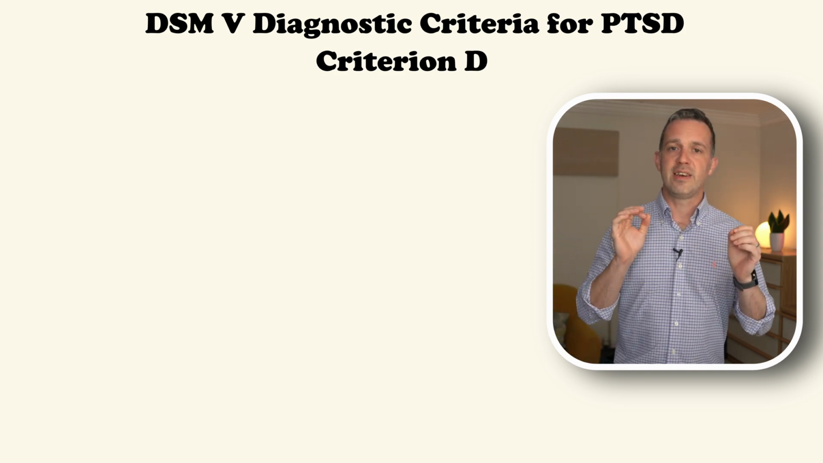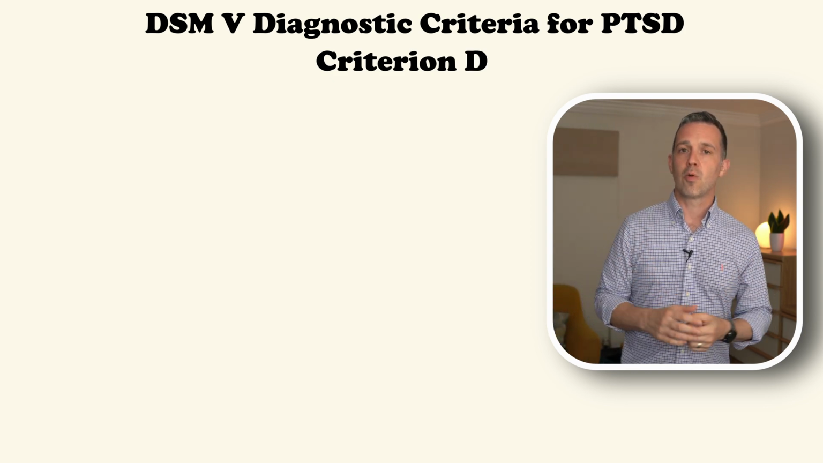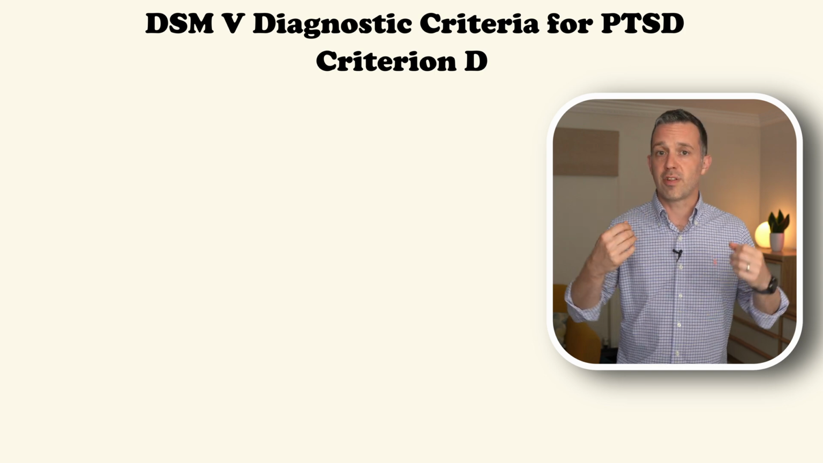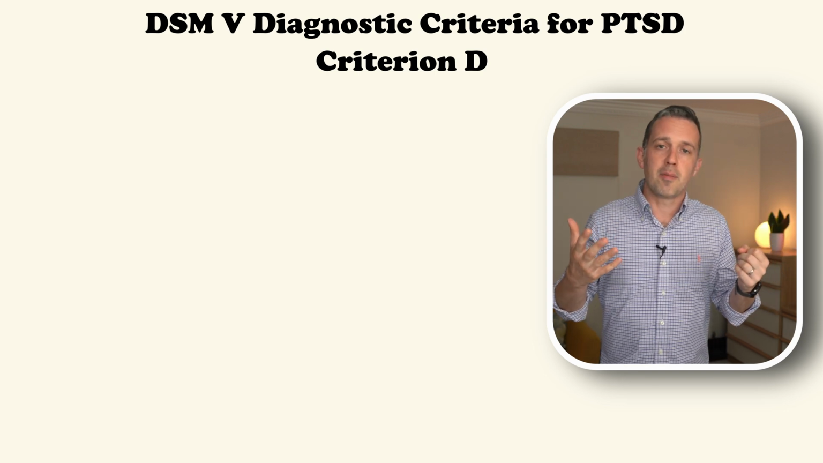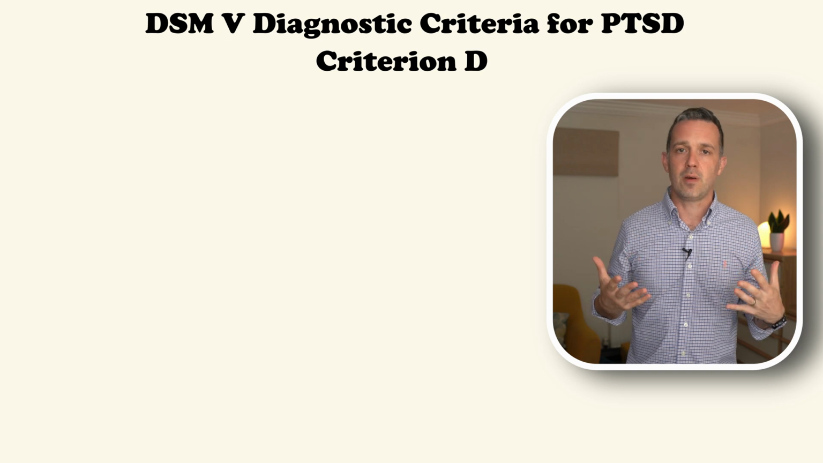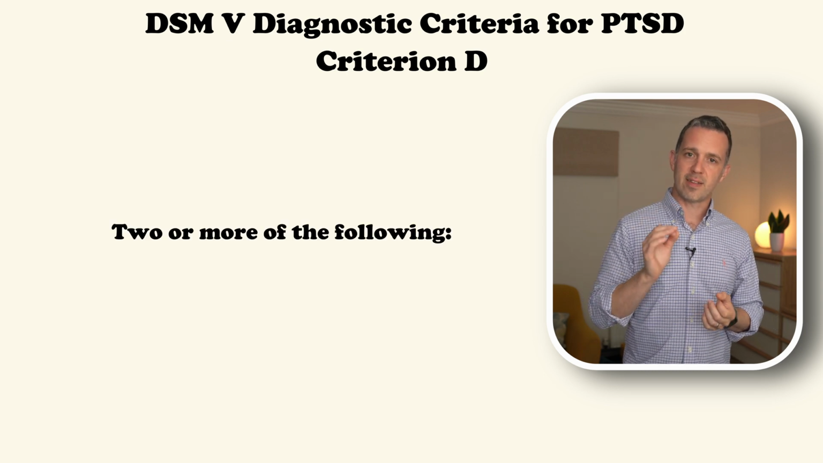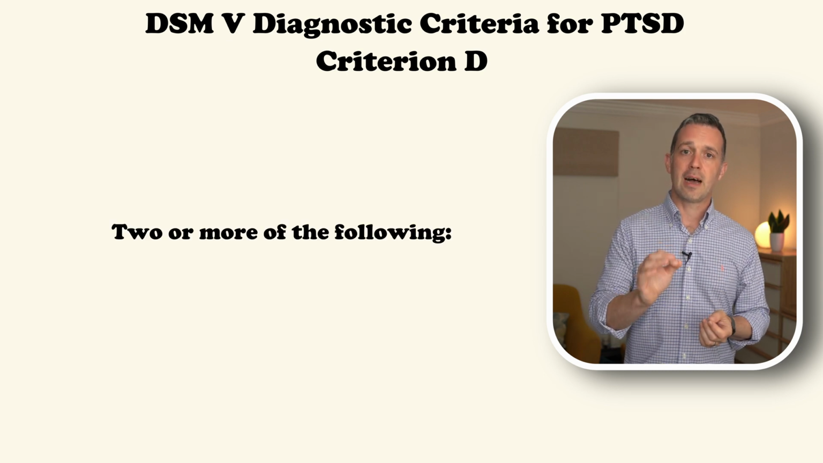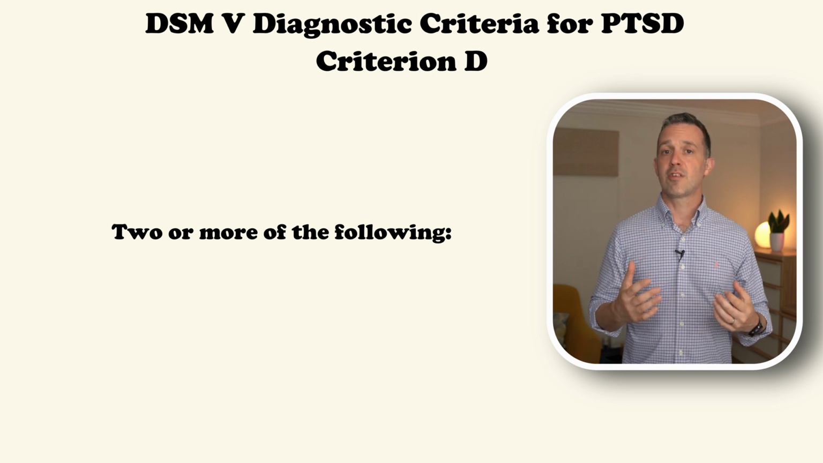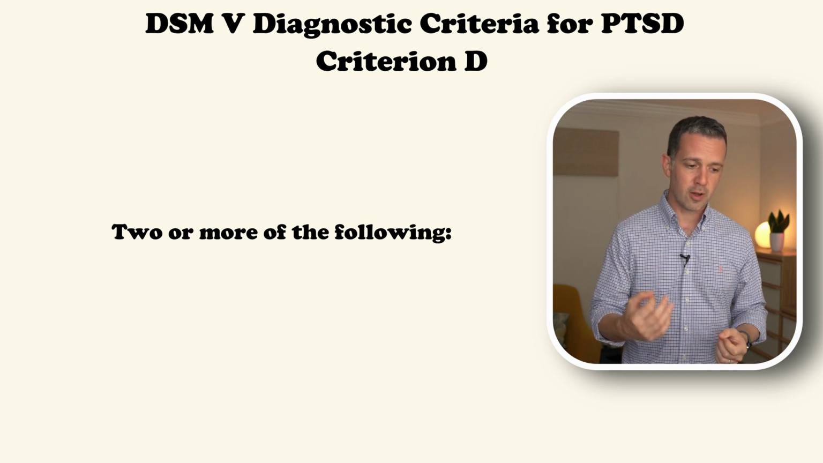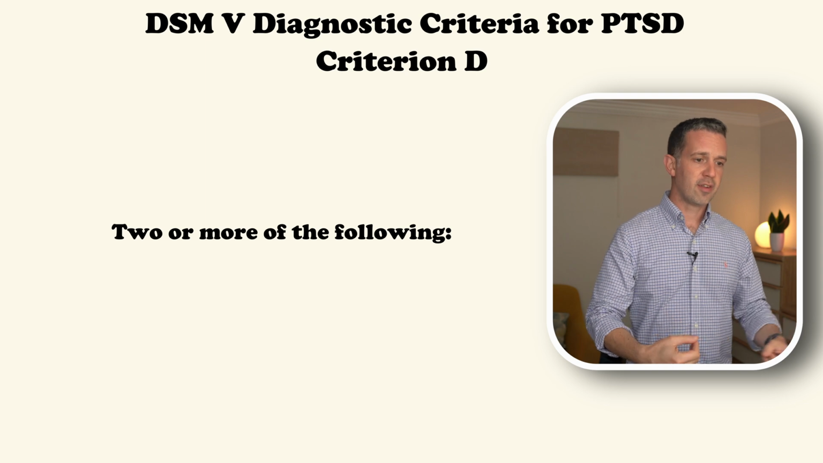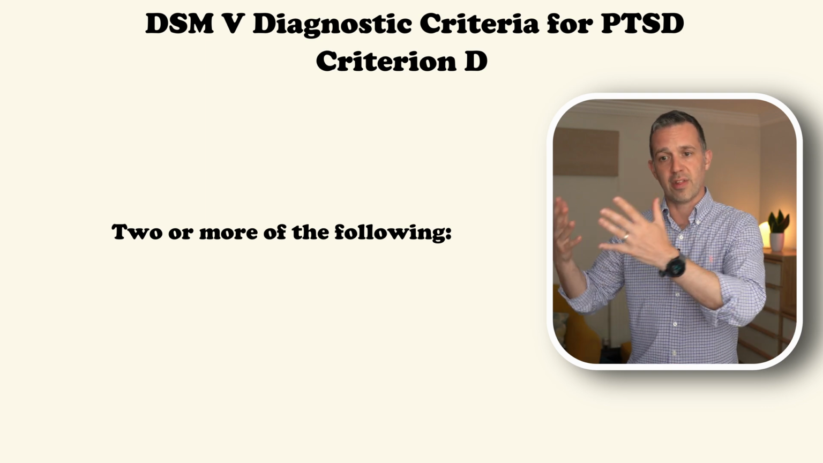So criterion D, and this section is all about cognition, so the way that we think, and it's about our feelings, so the way that we feel. And there's 7 things in this list, and you have to have 2. And these 2 things must have started or got worse since your experience, since the event.